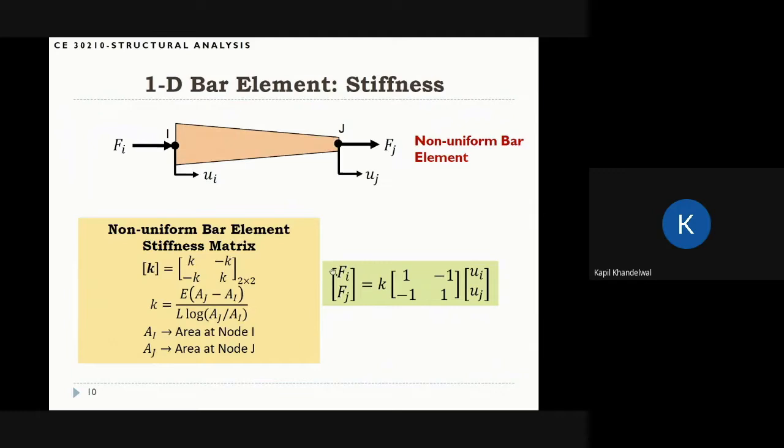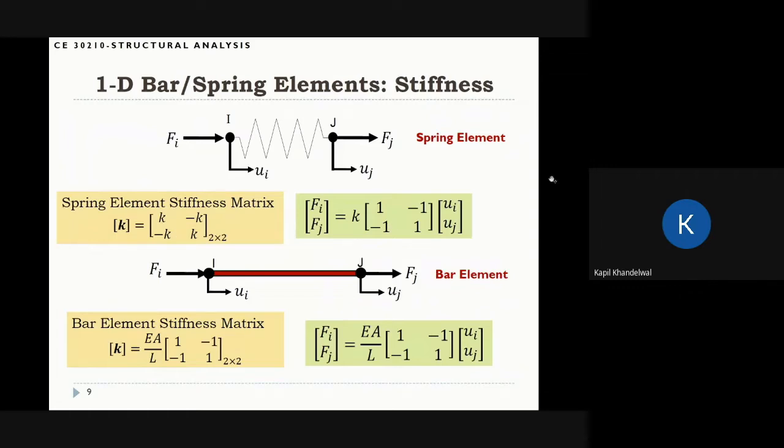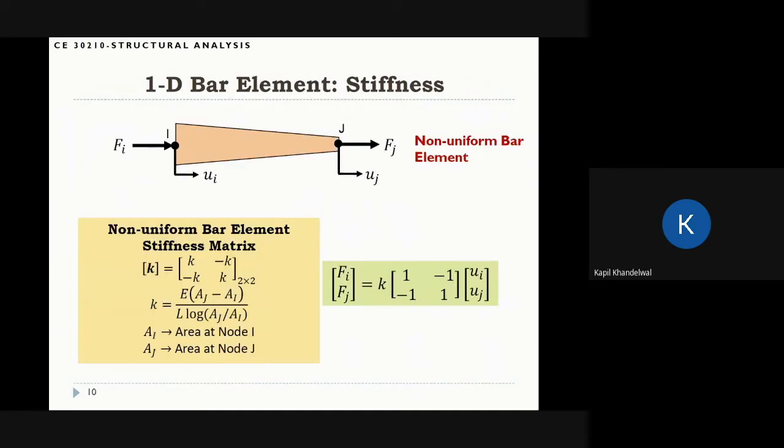Similarly, the forces and displacements are related using the stiffness matrix, and it has the same form. Only the K value is changing, so K is this coefficient here. You can compare this stiffness matrix with the spring element or the bar element. The overall form of the stiffness matrix is the same; only the coefficient is changing. This is something you should try to remember. This is the basic idea of the stiffness for bar or spring members. They're very similar, and I hope that you are able to use these things correctly.